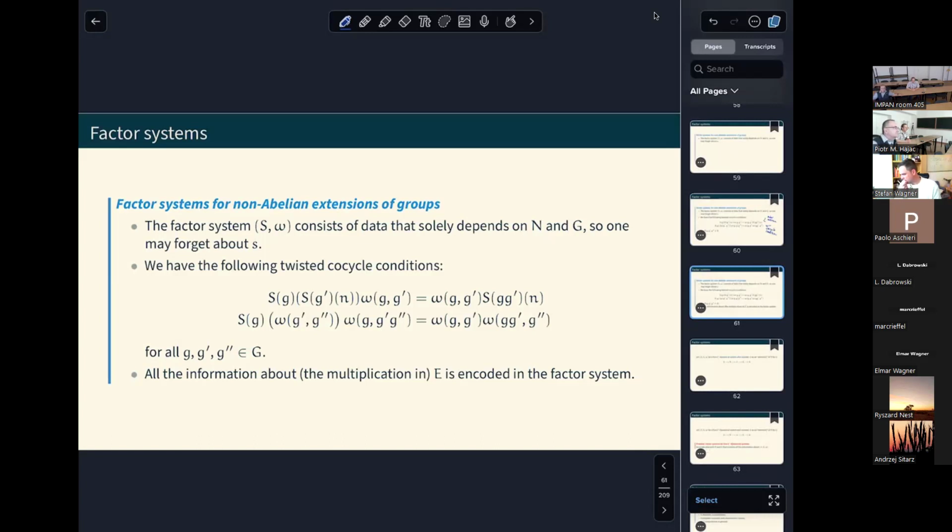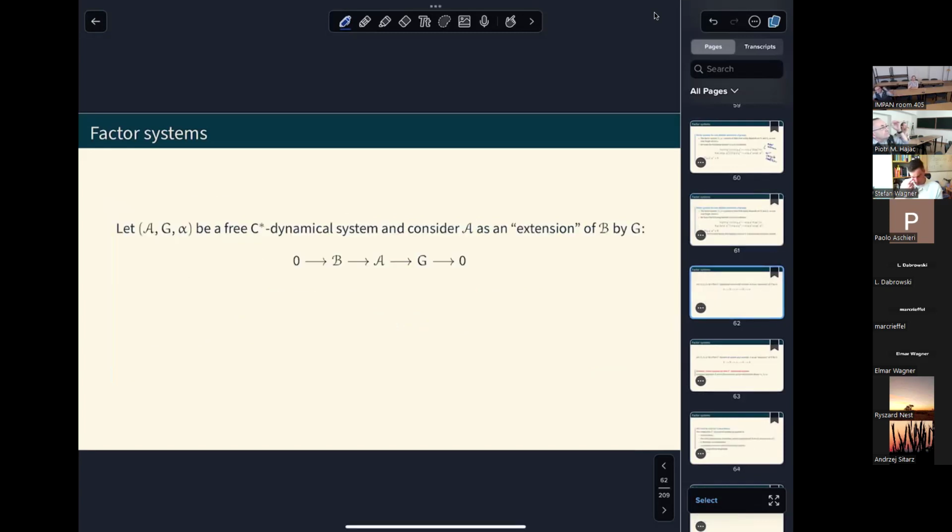So at the time when I was a PhD student, my supervisor worked a lot on this non-abelian theory, in finite dimensional Lie groups and their factor systems. And I was a little bit interested in principal bundles. So at some point I was wondering, is it actually possible to have a similar theory for principal bundles, or let's say non-commutative principal bundles? So here's the idea. You have this free C*-dynamical system, and you would like to consider the big algebra A, the total space, as an extension of B by G, whatever that means.